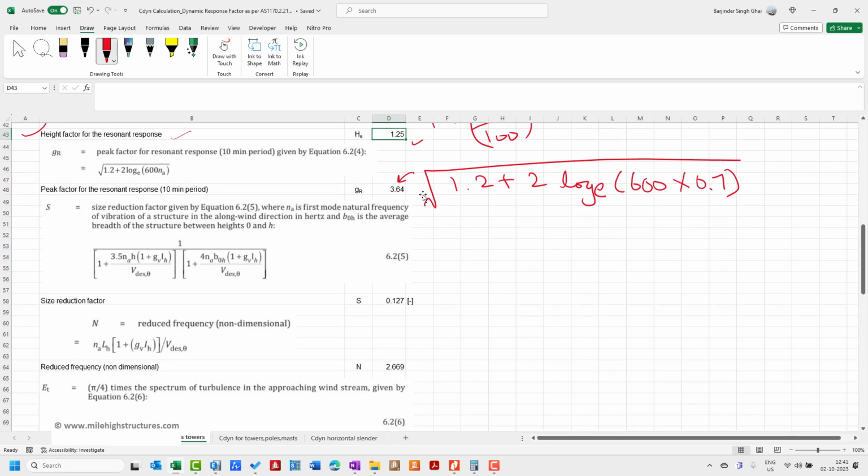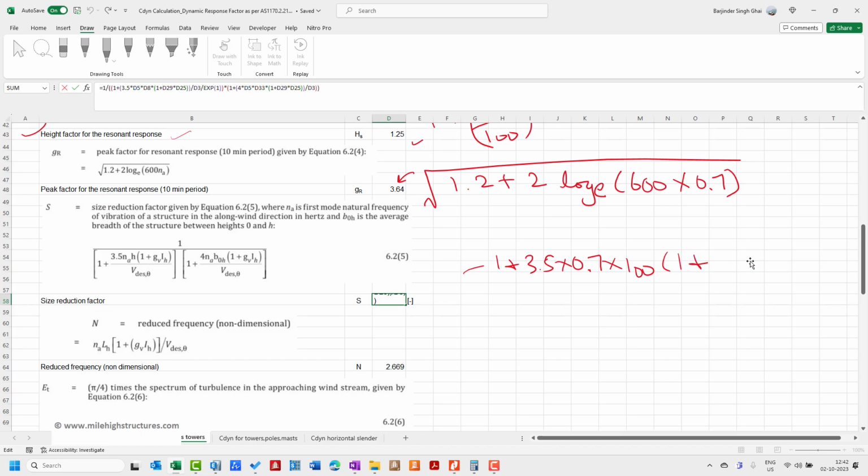After that, the major equation, that is the size reduction factor. The size reduction factor is given as this particular equation, where we have to understand the meaning of all of these symbols. Na, we know: 1 plus 3.5. Na is the first mode natural frequency, taken as 0.7. H is the height of the structure, which has been taken as 100 meters.